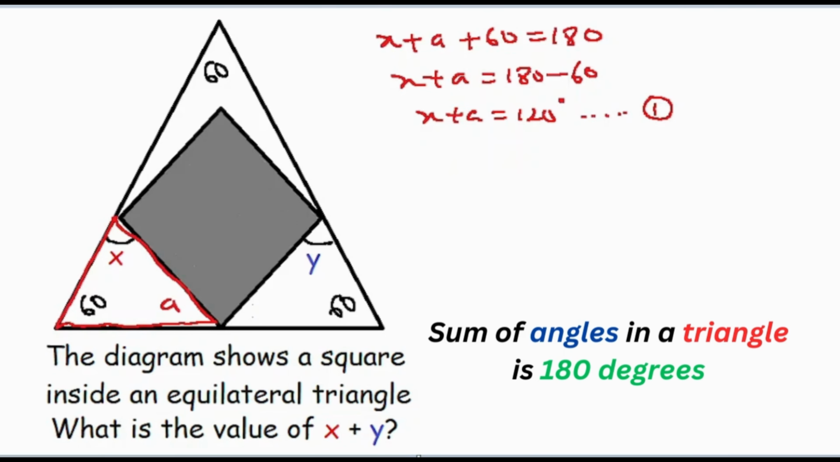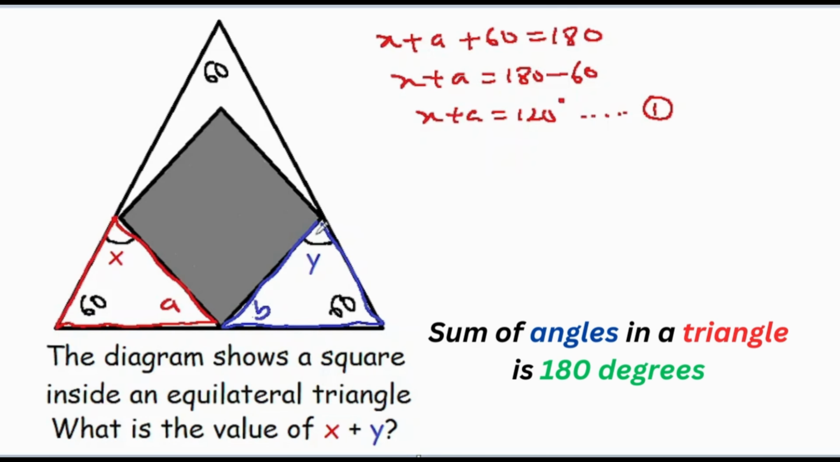Now, if you look at the other side of the big triangle, we have another triangle here. Let's trace it out. Follow my blue ink. Okay, so let's call this B.